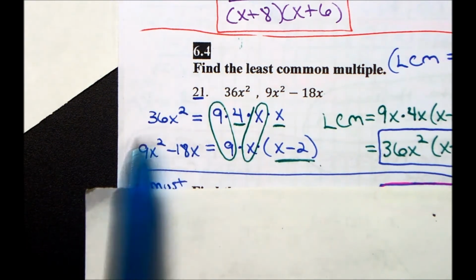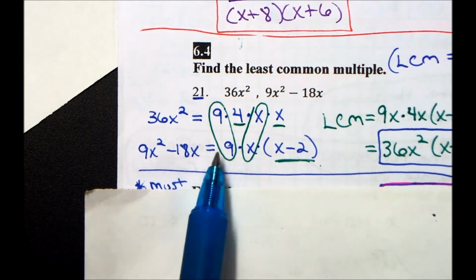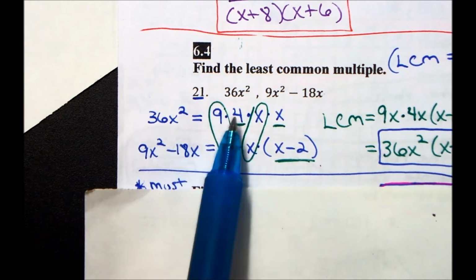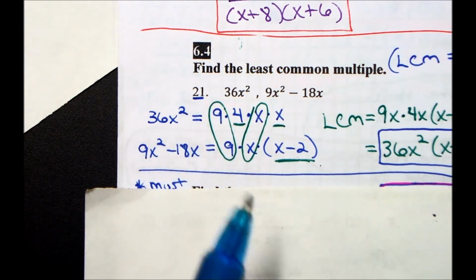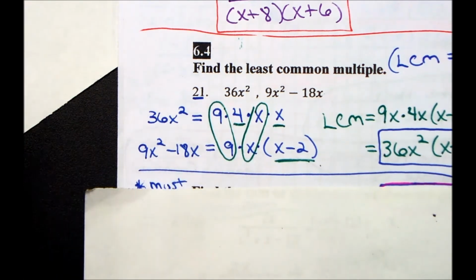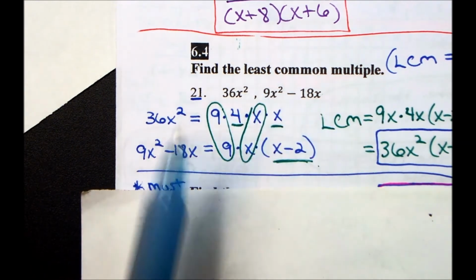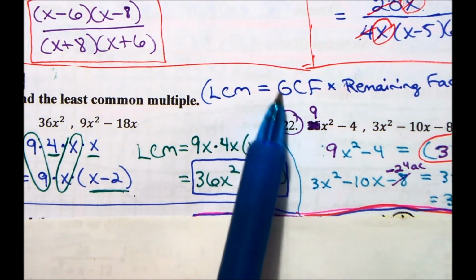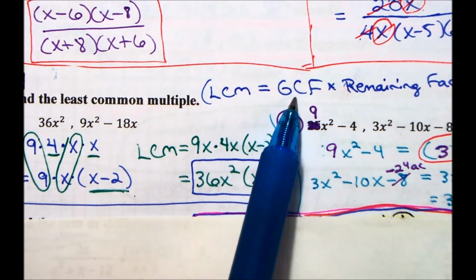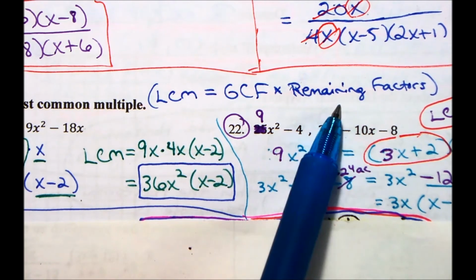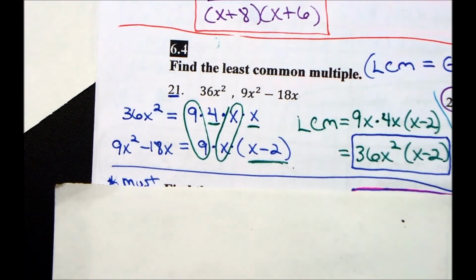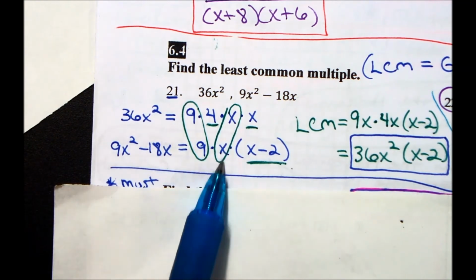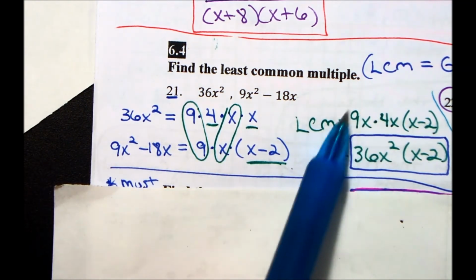So the factors of this, now I could factor the 9 into 3 times 3, and I could factor the 9 here into 3 times 3 and the 4 into 2 times 2, but it's not necessary to break it down that far. Basically, your least common denominator, or least common multiple, is the greatest common factor, or whatever they have in common, times whatever your remaining factors are. So in this first problem, they have a common factor of 9 and x. So this is what they have in common.